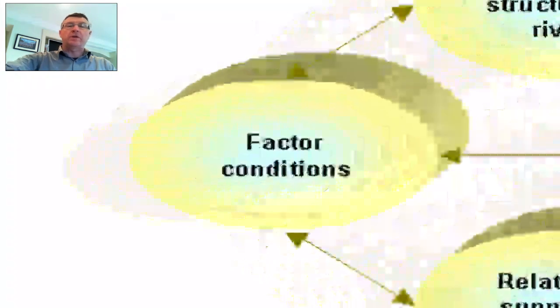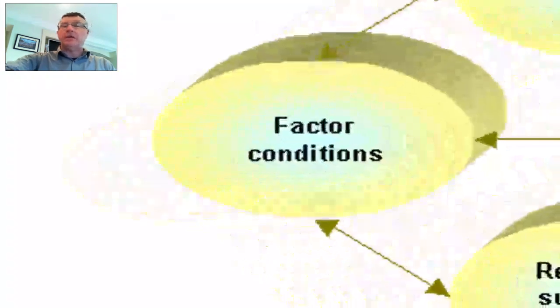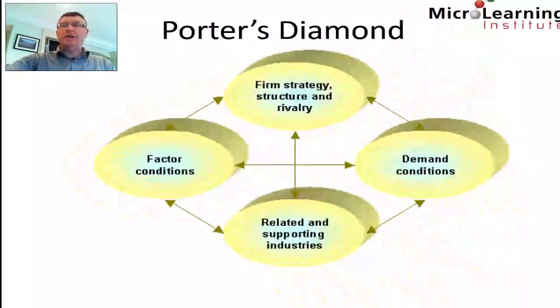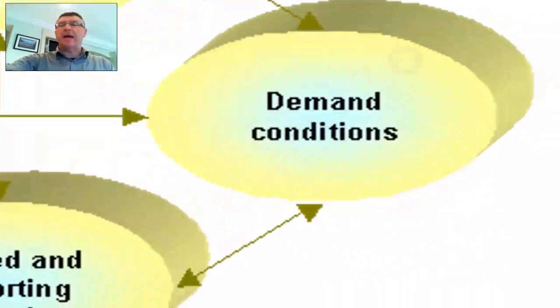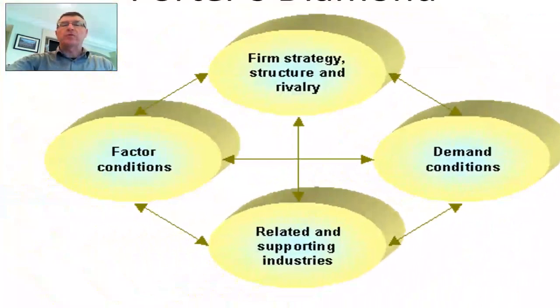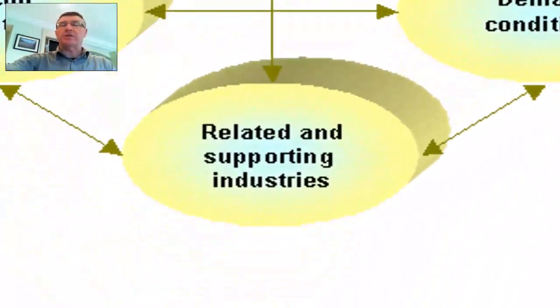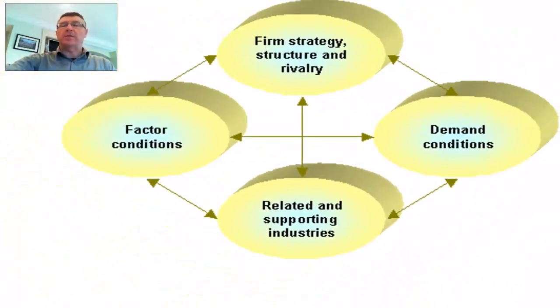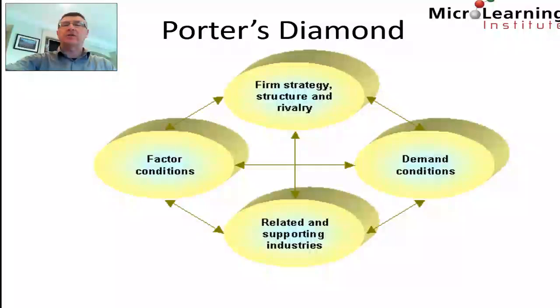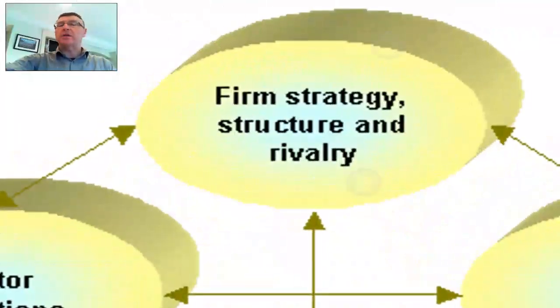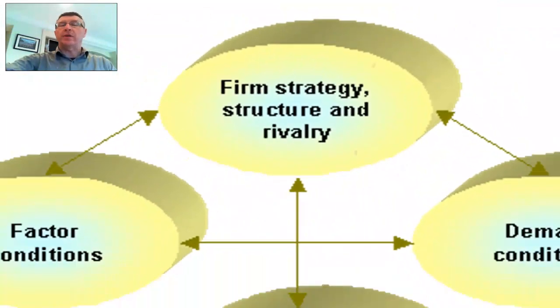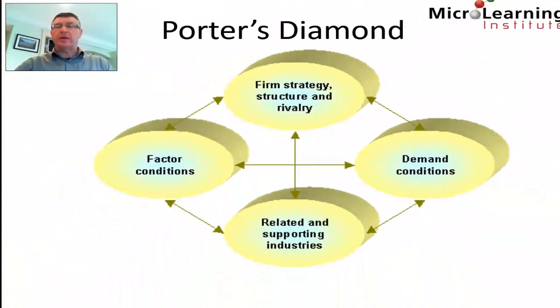One of those considerations Porter referred to as factor conditions. Other considerations were referred to as demand conditions. Related and supporting industries also played a role in determining national competitive advantage, as well as the strategy, structure and rivalry presented to the firm in its home nation. Let's have a look at these one at a time.